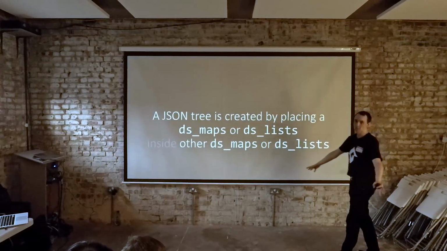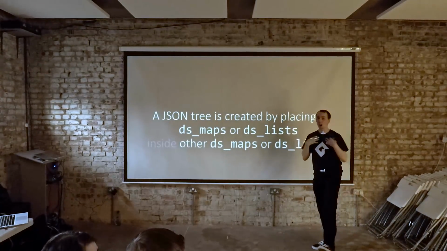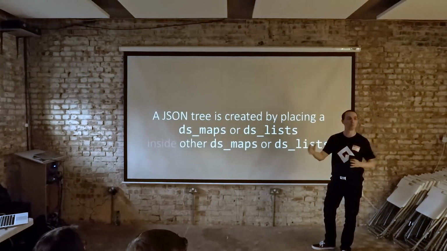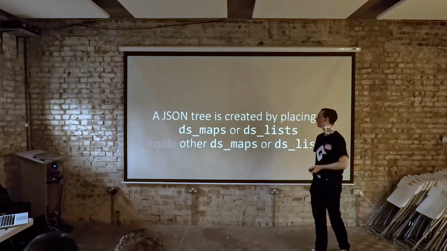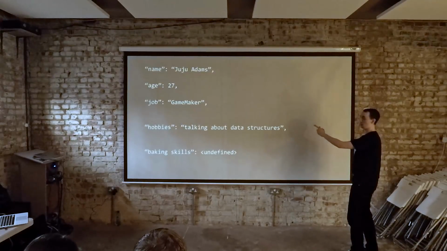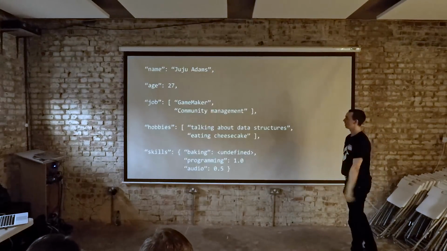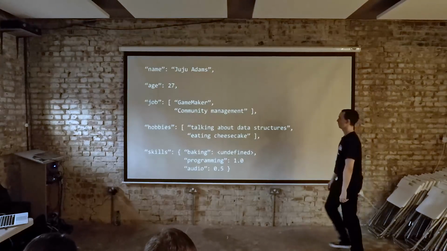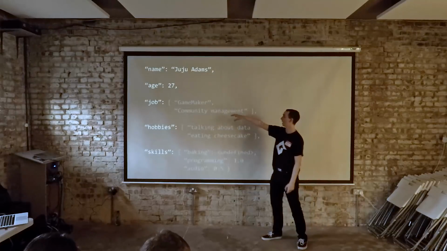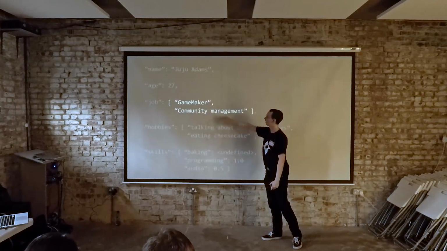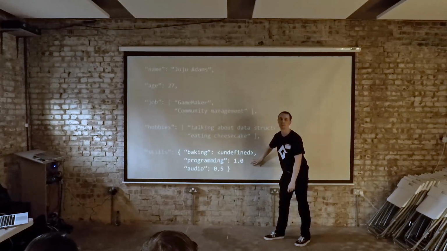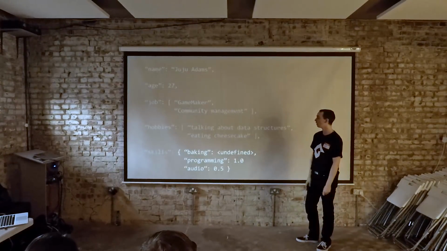JSON trees, for us, not for the other people in the world, are made using DS maps and DS lists nested inside each other in some way to describe whatever you're trying to describe. So if we look at our DS map from before, I'm going to put some more information in it using some lists and using a DS map. So this here is the original DS list. This is what we had originally. And then inside each one of these keys, I put another list, another list, and another map. And you can do this infinitely. You can keep going for as long as you want.